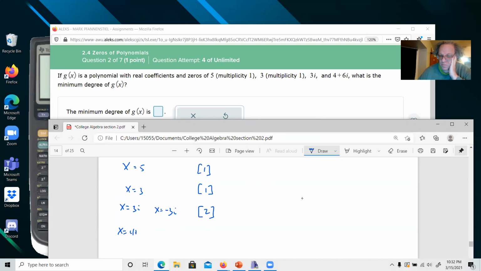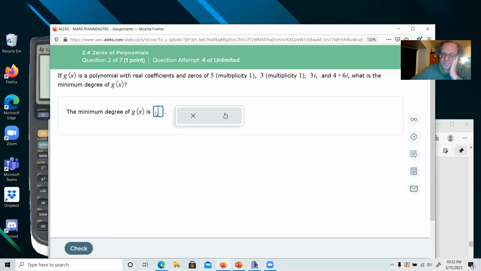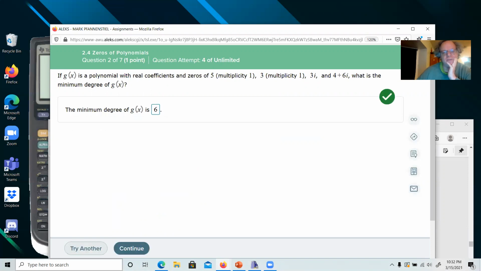x equals 4 plus 6i. Well, we're also going to have an x equals 4 minus 6i, the conjugate. So this again comes twice. All right, so what's the minimum degree? We have 2, 4, 5, 6. Degree is 6. And then there we go.